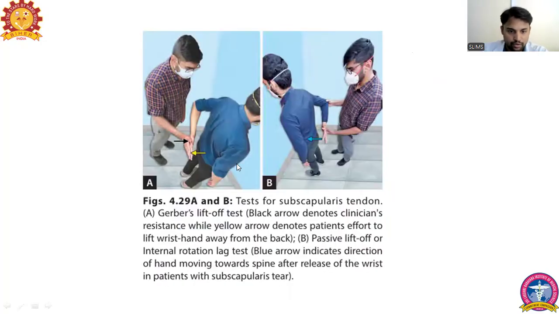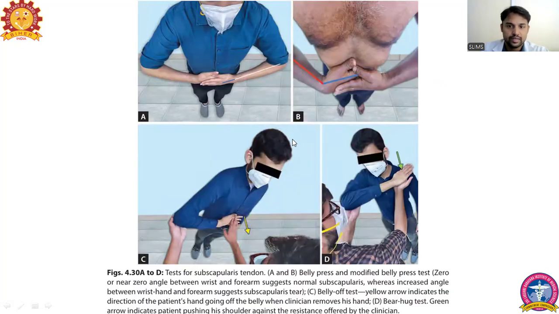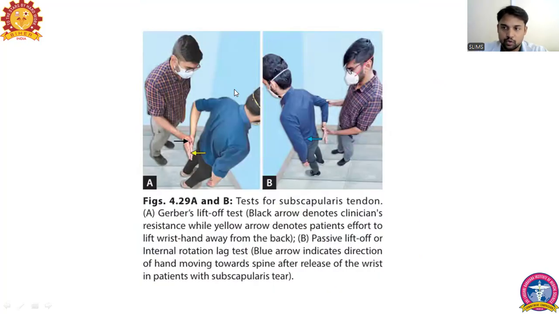So this is what I told. Lift-off test is called Gerber's lift-off test for subscapularis. So these tests will indicate supraspinatus, infraspinatus, teres minor, and subscapularis tendinitis.